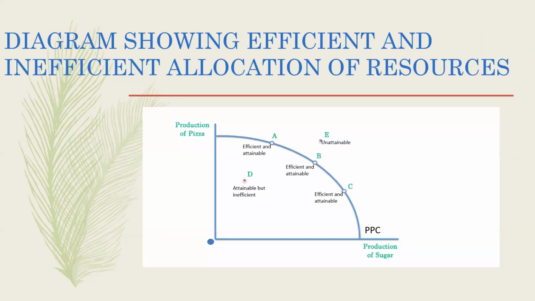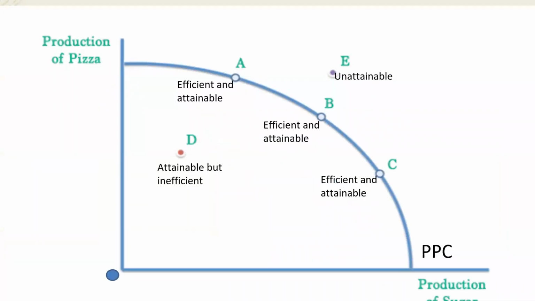Two products being produced. What are the two products? Pizza and sugar. Forget sugar. Pizza and sugar are the two products being produced in this economy. So you're assuming, all right? And we have some points here on this PPC: A, B, C, D, and E. If you could see it, if it's not too small. Right. So the production possibility curve.